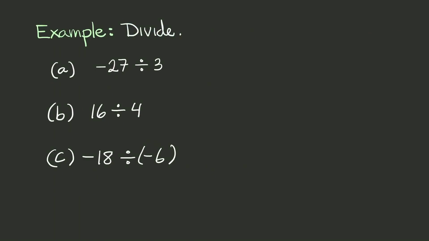Let's look at an example. Here we have negative 27 divided by 3. That's a negative divided by a positive, so we're going to have a negative result. And then 27 divided by 3 is 9. The second one says 16 divided by 4. Those are both positive, and so we'll just end up with a positive 4. And then we have negative 18 divided by negative 6. Those are both negative, so our result will be a positive number, and 18 divided by 6 is 3.